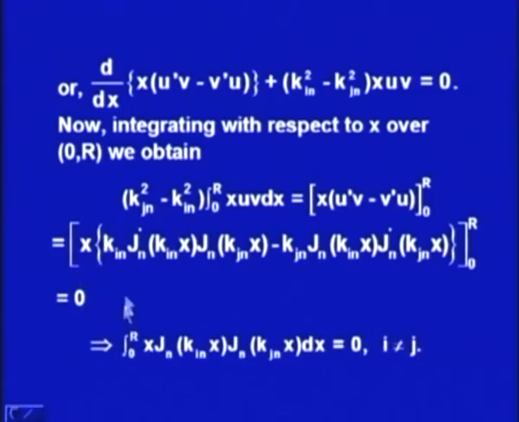This therefore implies that if i is not equal to j, we can divide by (k_G n² - k_I n²) in this equation, and that will give us the integral from 0 to r of x u v dx equal to 0. Replacing the values of u and v, we get the integral from 0 to r of x J_n(k_I n x) J_n(k_G n x) dx equal to 0.